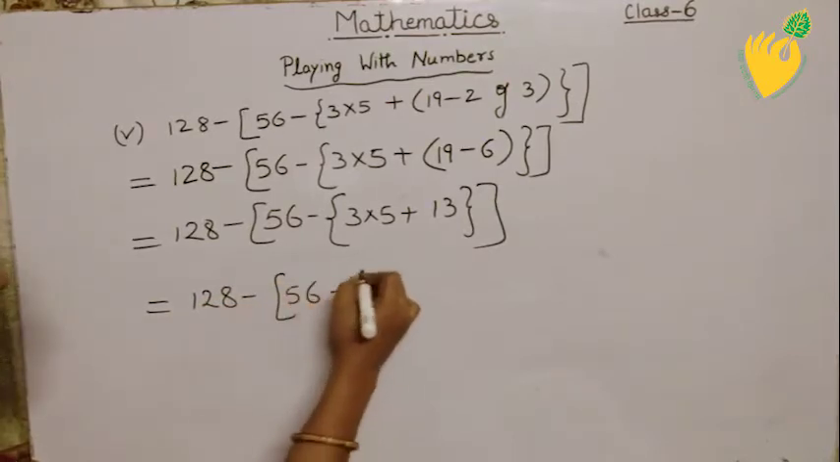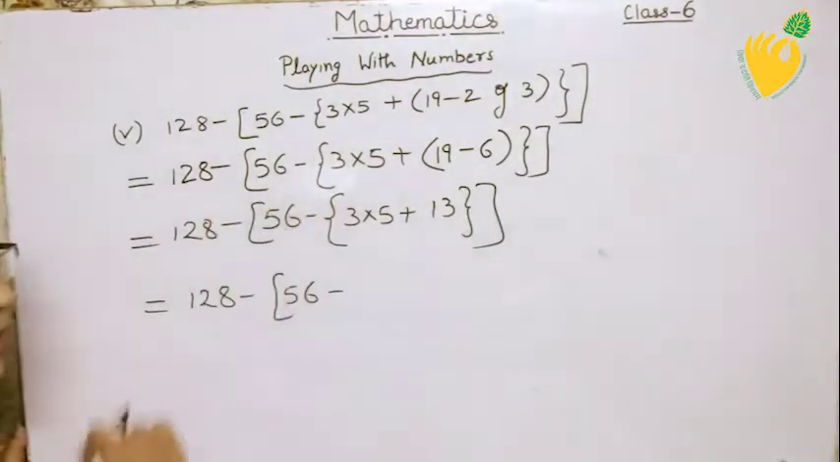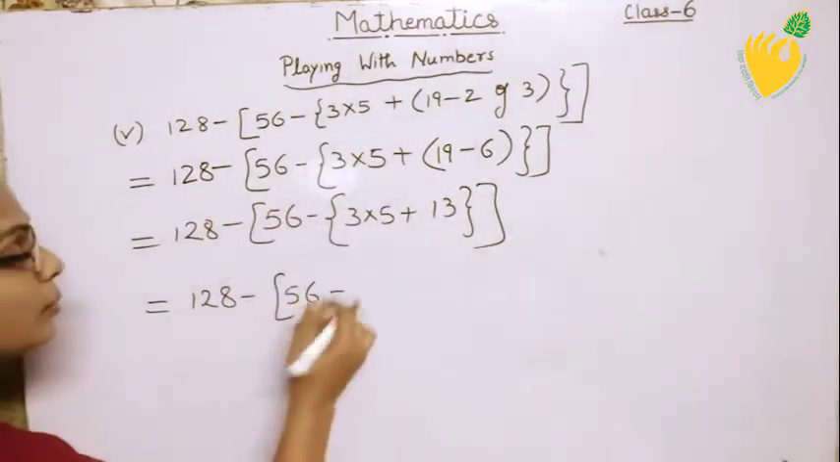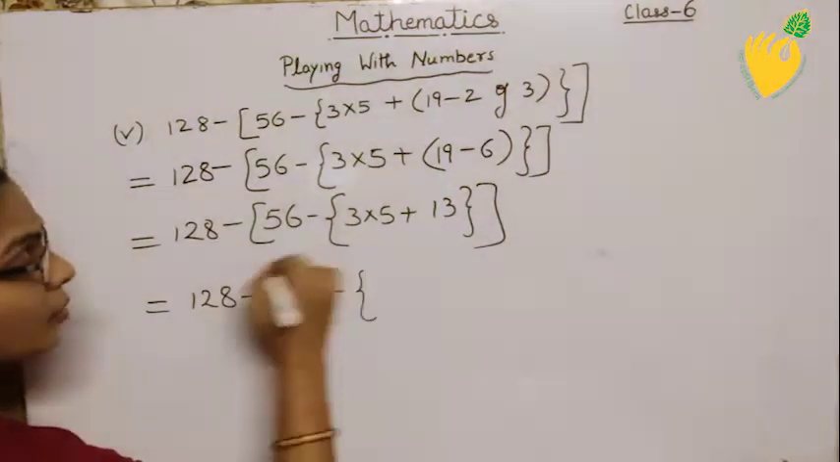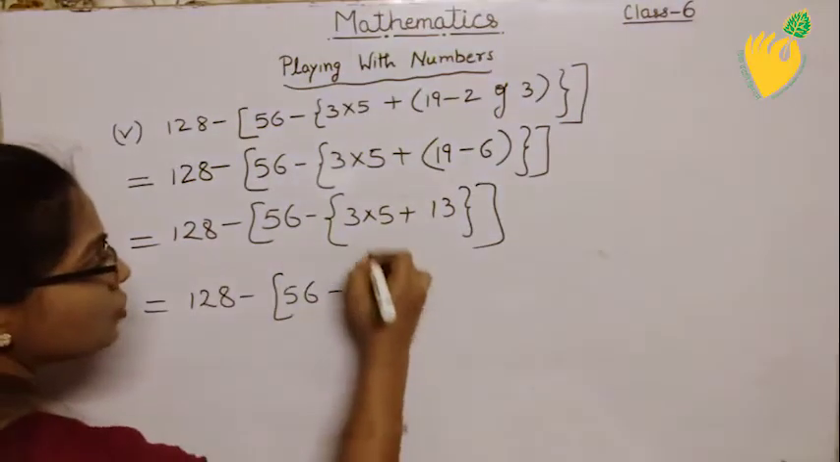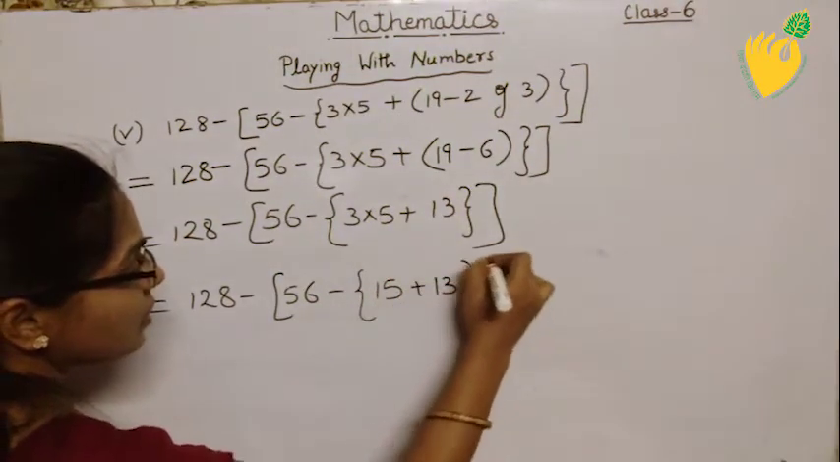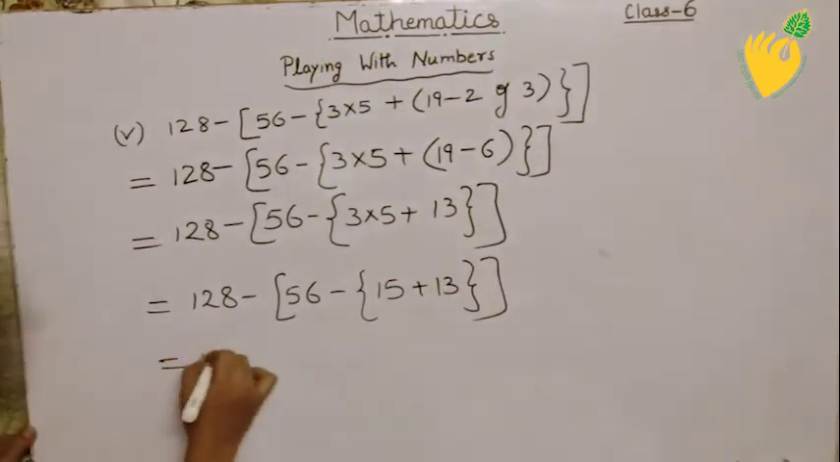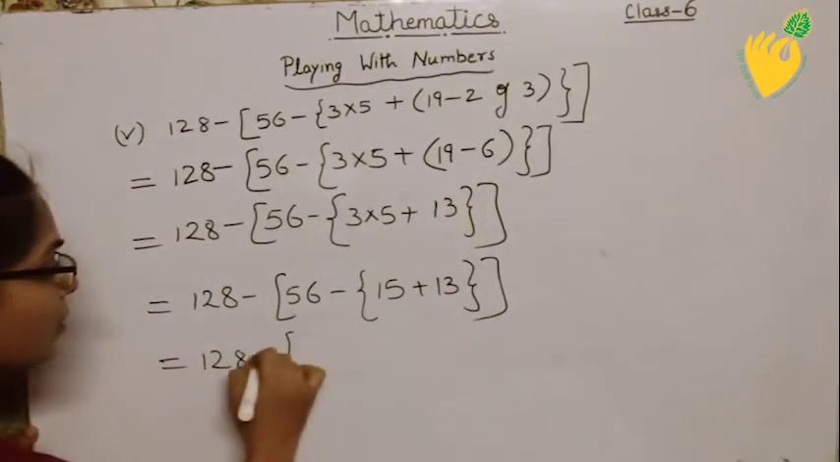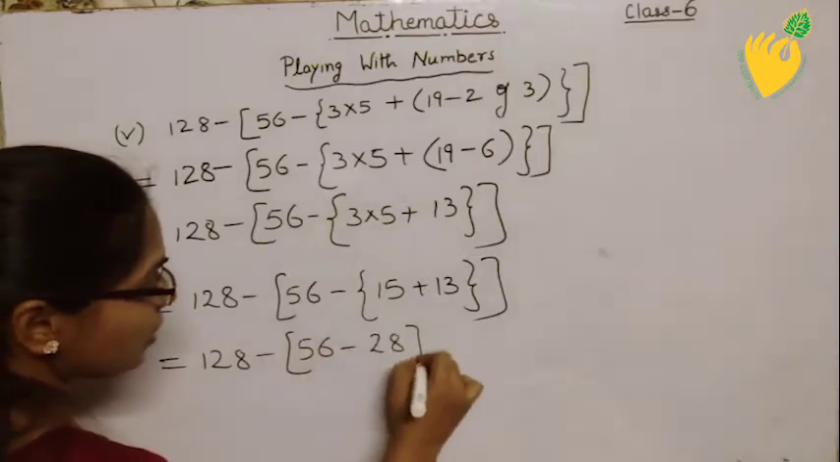Now 56 minus, again two operations are there within the curly bracket students, multiplication and addition. We will first do multiplication because according to the BODMAS rule multiplication comes before addition. So students 3 5s are 15 plus 13, this is 28. Now 128 minus 56 minus 28.